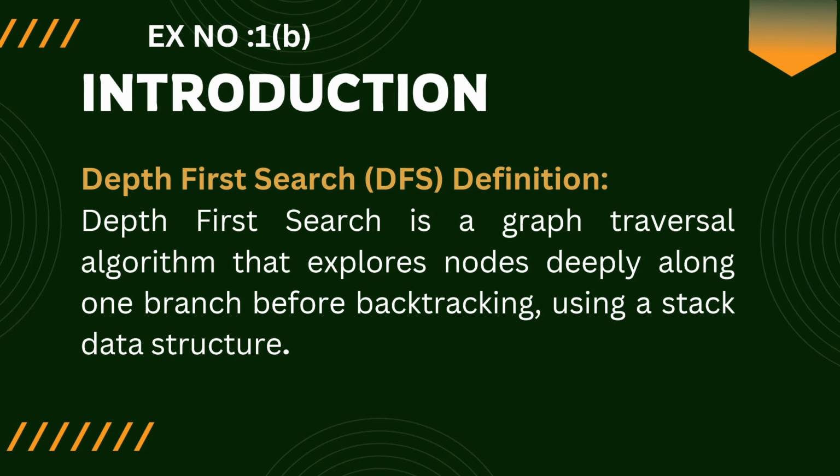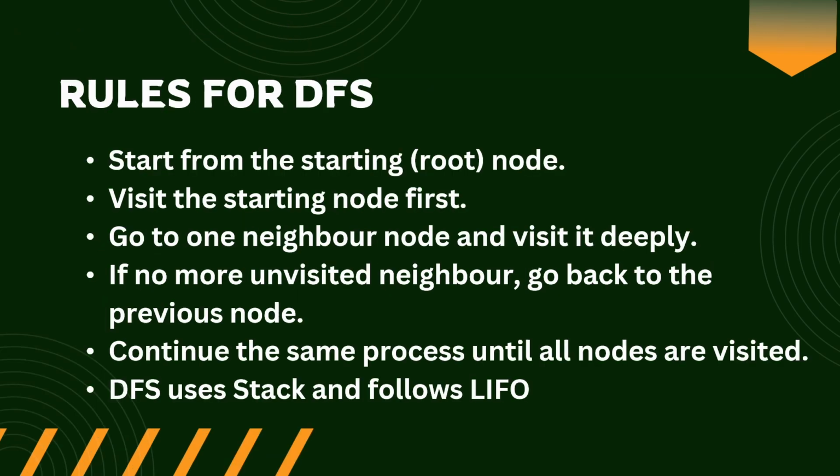Okay, let us move to the rules of DFS. The rules of DFS are: start from the root node, visit the starting node, go to one neighbor, and continue going deeper. If no unvisited neighbor is available, go back. This is called backtracking. The word backtracking means returning to the previous node. Continue until all nodes are visited. Like BFS, DFS is also visiting all the nodes. This is the common point between BFS and DFS.